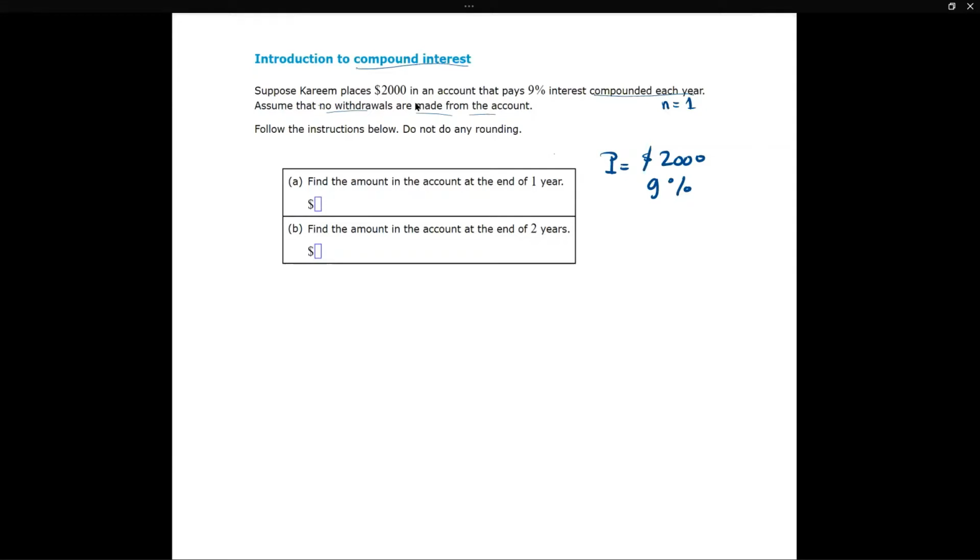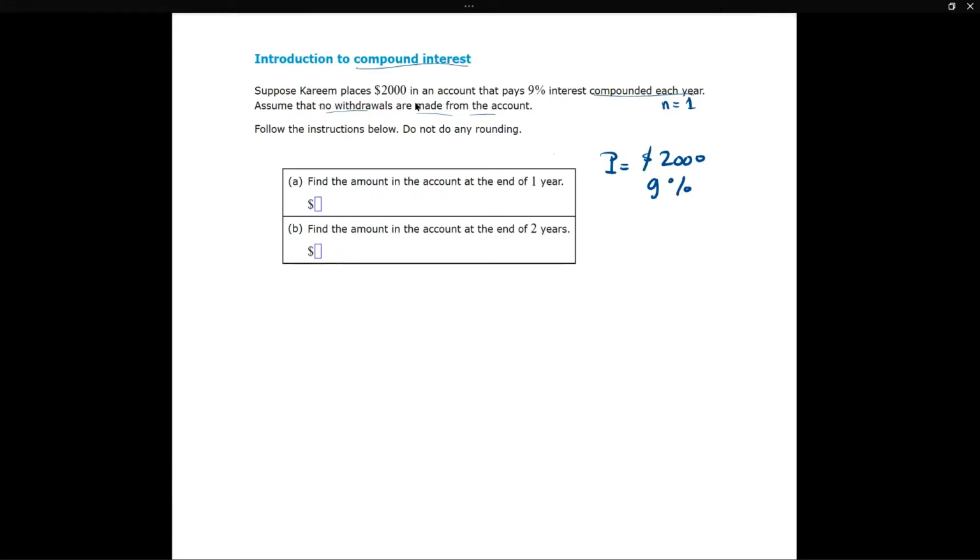Otherwise, something else has to be mentioned, the amount that was withdrawn. Follow the instructions below. Do not do any rounding. So find the amount in the account at 1 year.